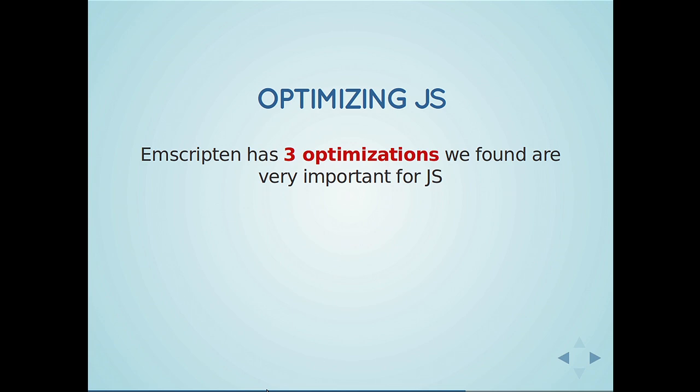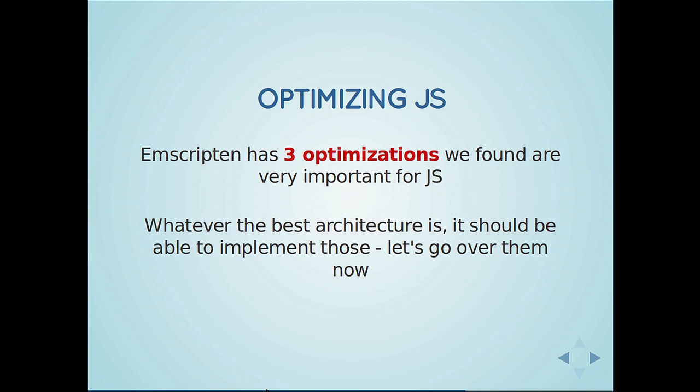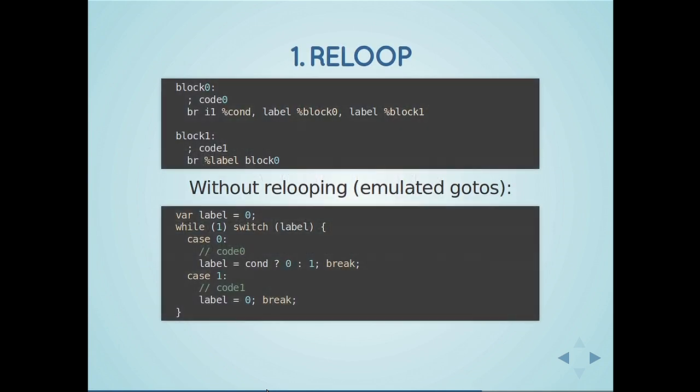And to sort of talk about that, I want to talk about 3 optimizations that Emscripten does that we found are very important for JavaScript. So basically, the motivation for talking about them is that whatever the best architecture is for compiling to JavaScript from LLVM, we want to be able to implement those in a good way, because those really matter for performance in modern JavaScript VMs. In fact, each of these 3 that I'll be talking about can make even a 10 times difference in performance. It depends on the code base, but can be very substantial.